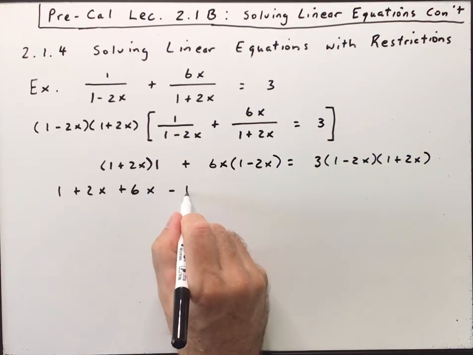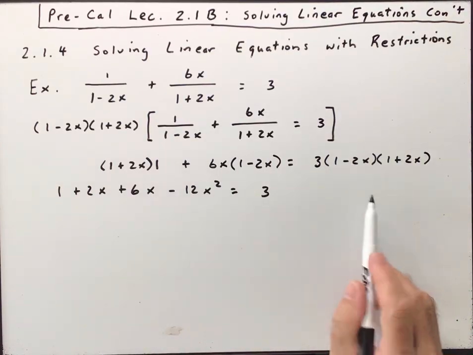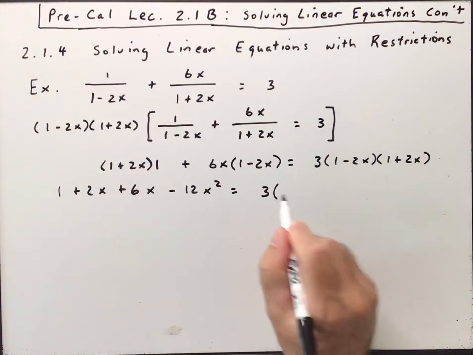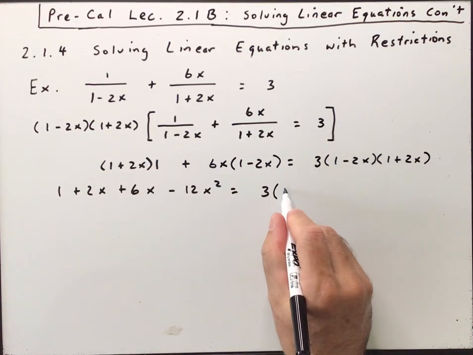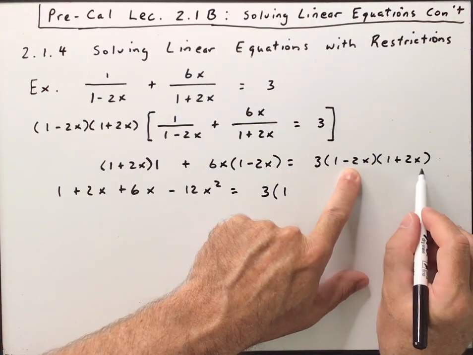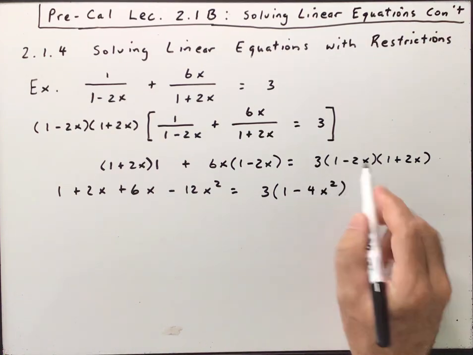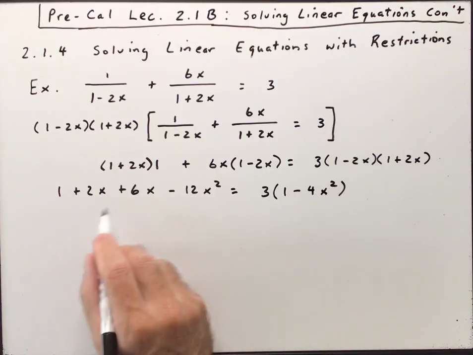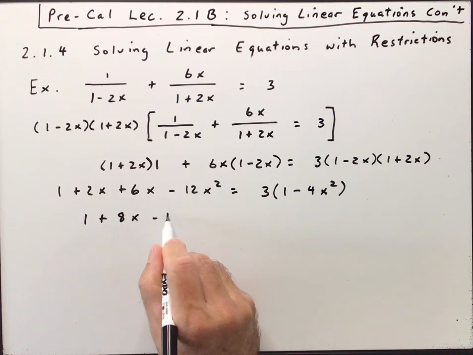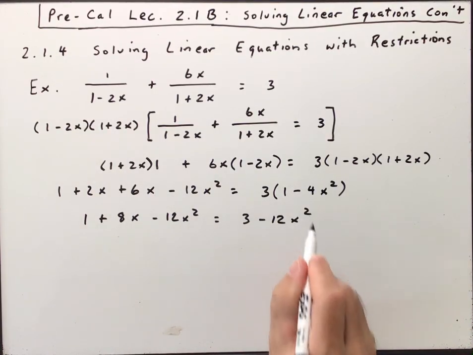Let's distribute: 1 plus 2x plus 6x minus 12x squared is equal to 3 times. Now if we FOIL this out, the middle term's going to go away. So that'd be 3 times 1 is 1, and then minus 2x plus 2x, and then minus 4x squared. So I FOILed that out. Now let's distribute the 3 and combine like terms here. 1 plus 8x minus 12x squared is equal to 3 minus 12x squared.